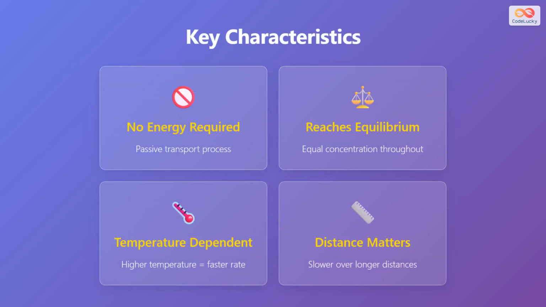Diffusion has several important characteristics. First, it requires no energy from the cell, making it a passive transport process. Second, diffusion continues until equilibrium is reached, meaning the concentration becomes equal throughout the space. Third, temperature affects the rate of diffusion. Higher temperatures give molecules more kinetic energy, making them move faster and diffuse more quickly. Finally, distance matters. Diffusion is efficient over short distances, but becomes much slower over longer distances.